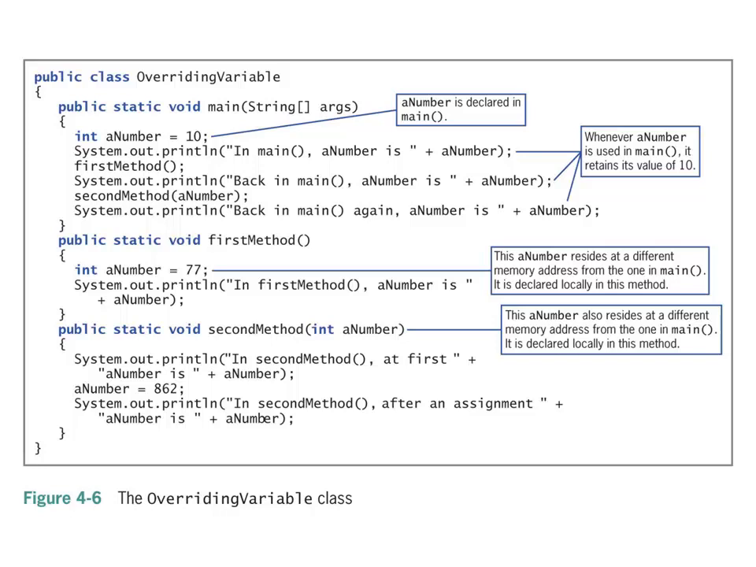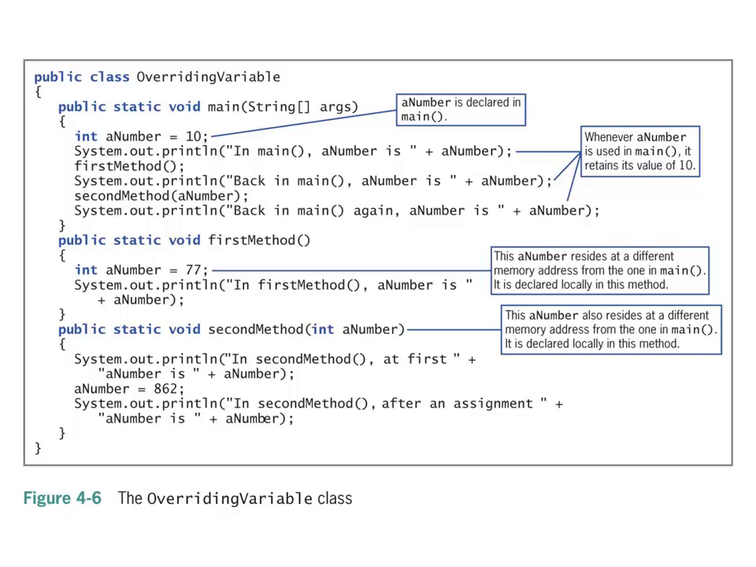In this example, we have a class overriding variables, and this class has three methods: main, first method, second method. And each method has its aNumber, right? In the main, we have an integer aNumber equal 10. So this aNumber is declared in main. In the first method, we have an integer aNumber equals 77. It is declared in first method.